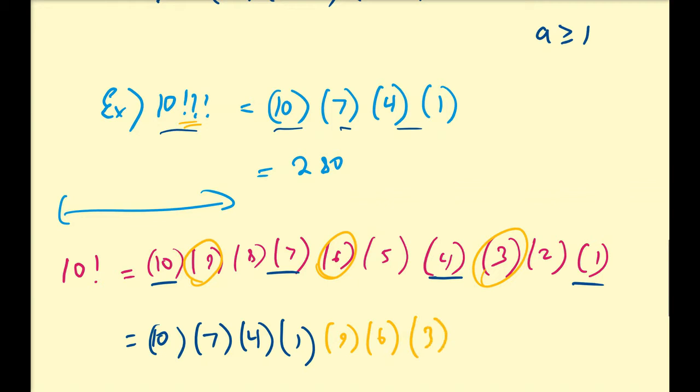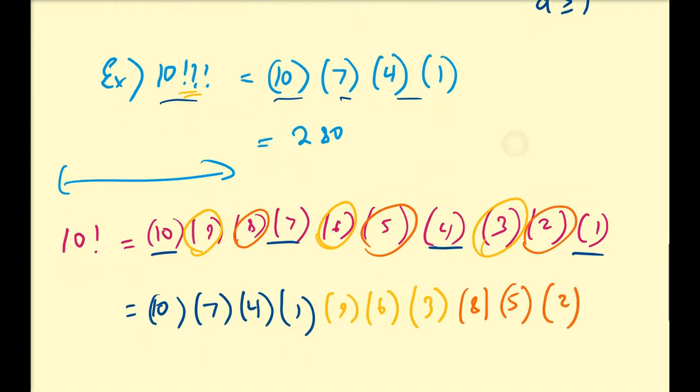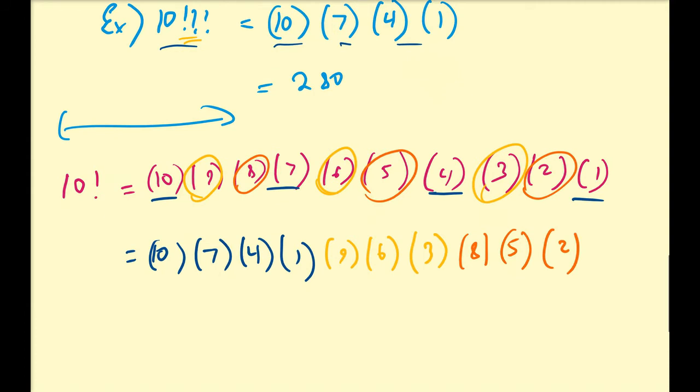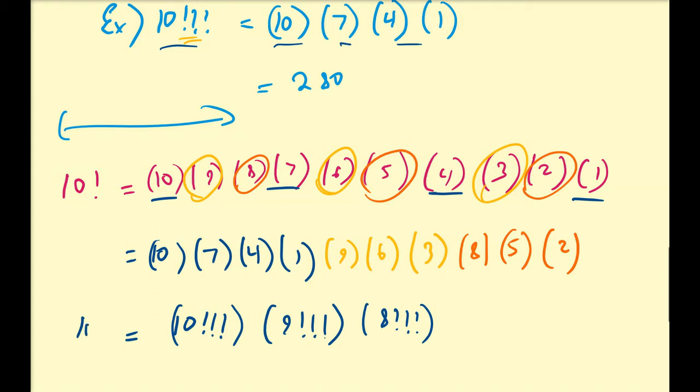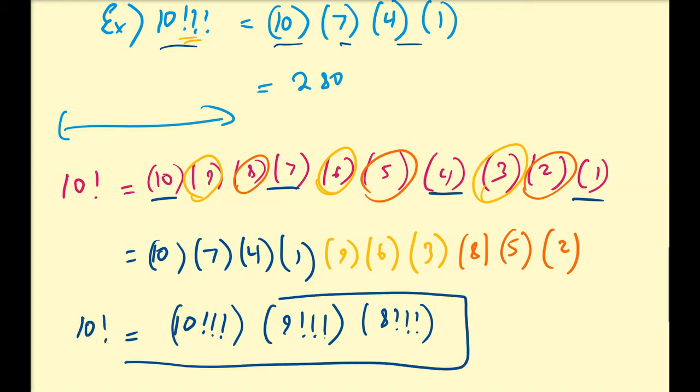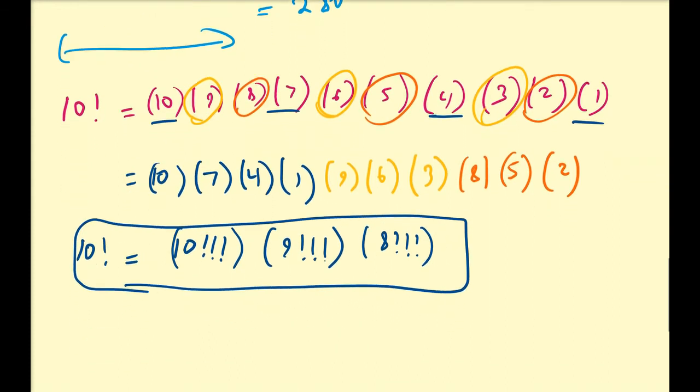And then I'm going to look at another couple terms. I'm going to look at 8, 5, and 2. Notice the steps between 8, 5, and 2 are also equal to 3. So what exactly do we have in front of us here? So this is going to be equal to 10 triple factorial, and then 9 triple factorial, since we're moving in steps of 3, and then 8 triple factorial, and this is equal to 10 single factorial, right?